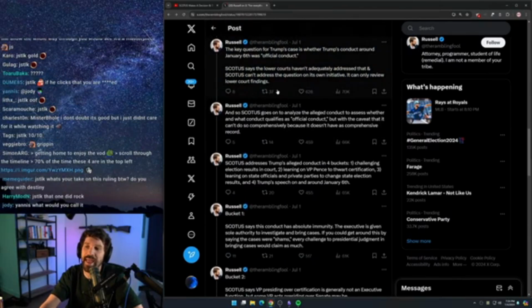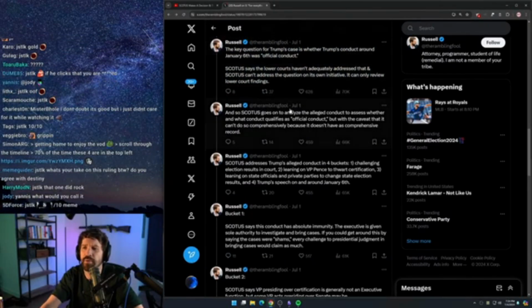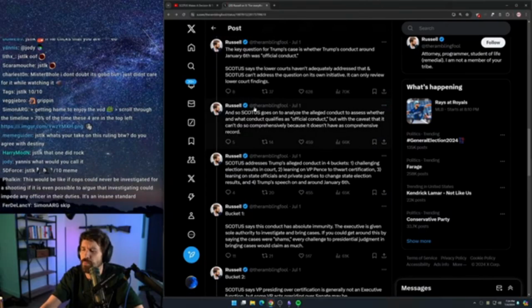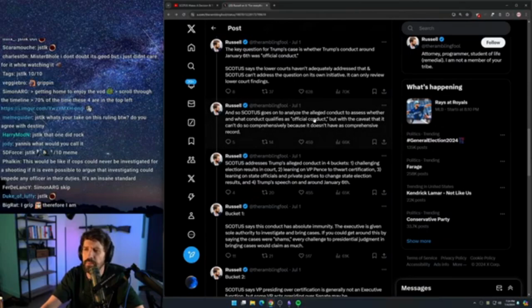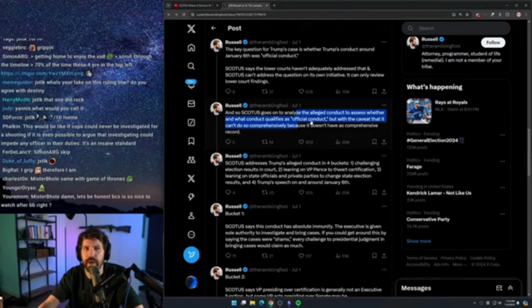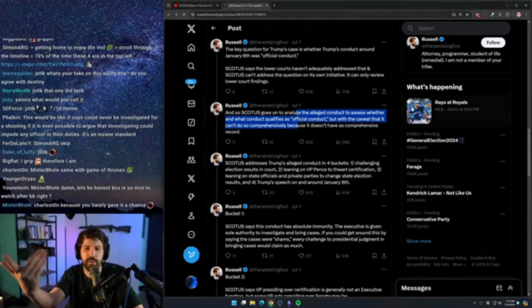And so SCOTUS goes on to analyze the alleged conduct to assess whether and what conduct qualifies as official conduct, but with the caveat that it can't do so comprehensively because it doesn't have a comprehensive record. Well, no, they don't analyze any of the conduct for Categories 3 and 4. They just remand that to the lower courts to make a fact finding, basically.